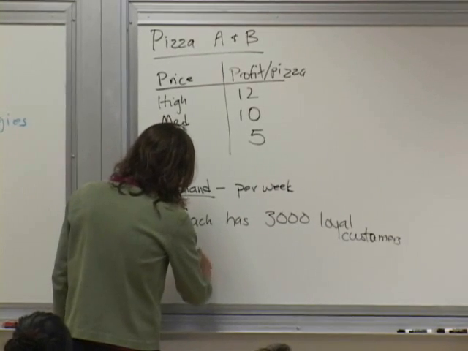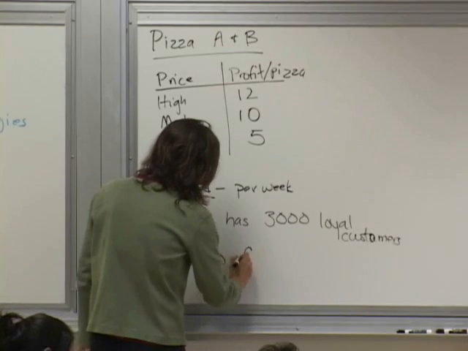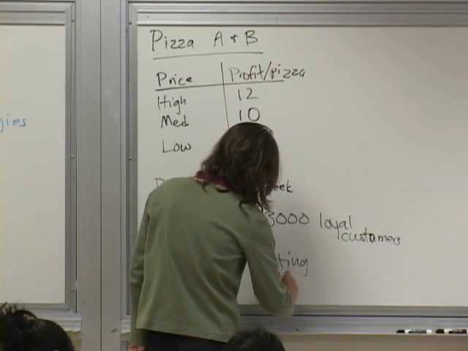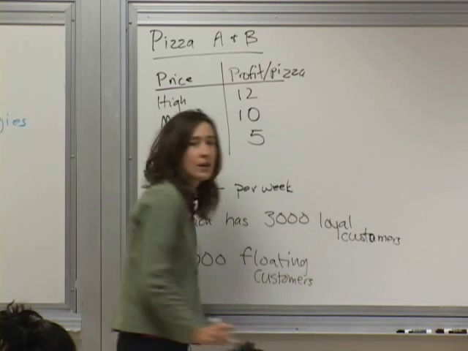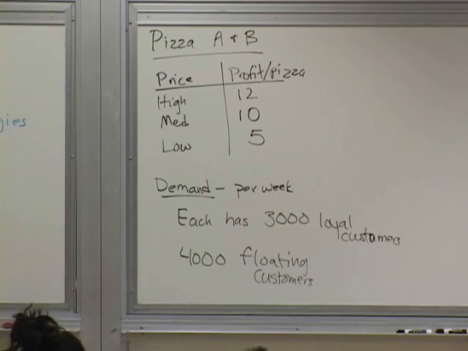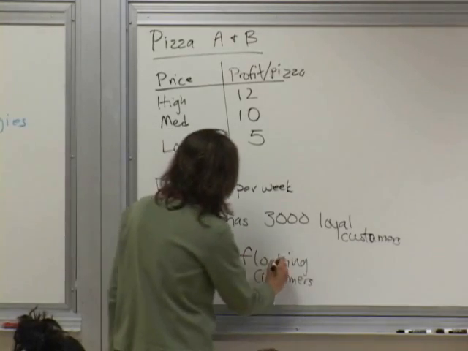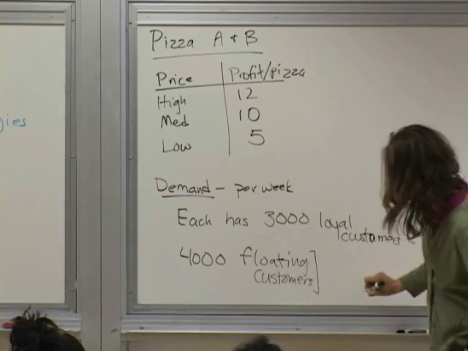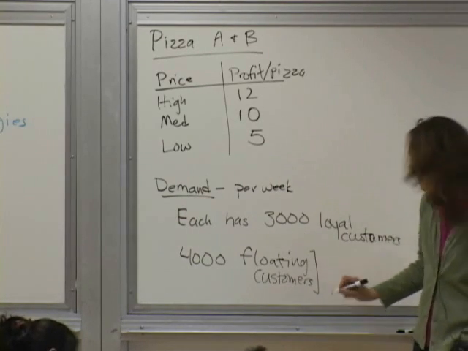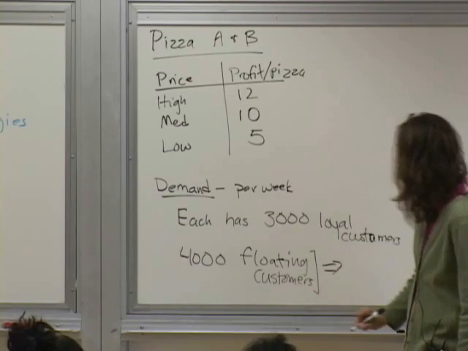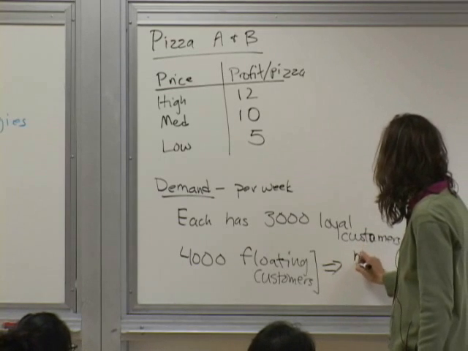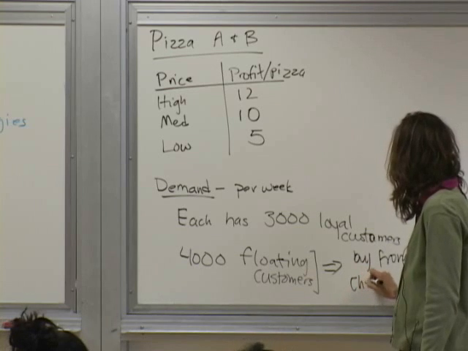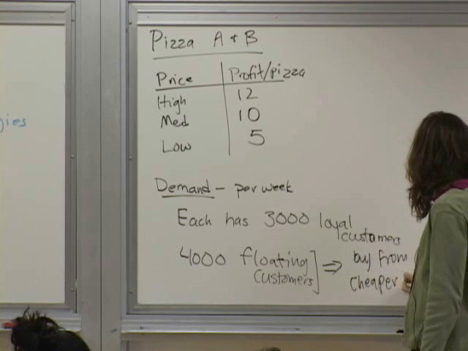But there's also 4,000 floating customers. These are all college students. They're going to buy from the cheapest company. Okay. Maybe you guys aren't like that. Maybe you have more sensitive palates. But when I was in college, and actually long since, I've been kind of a floating customer. Pizza's pizza. I want it to be cheap. They will buy from the cheaper company.